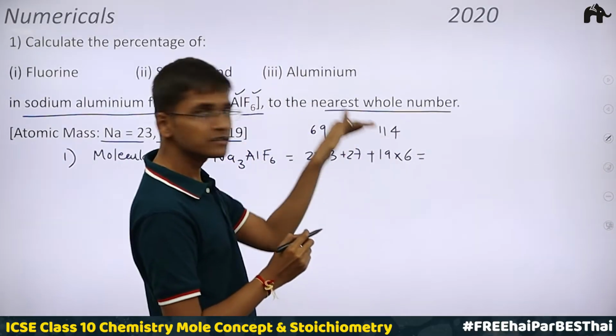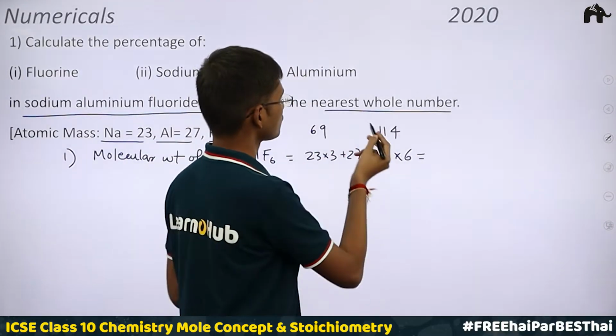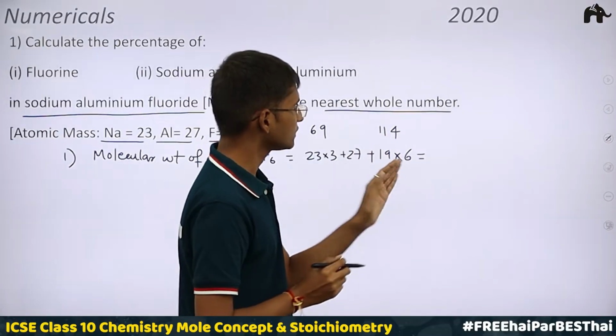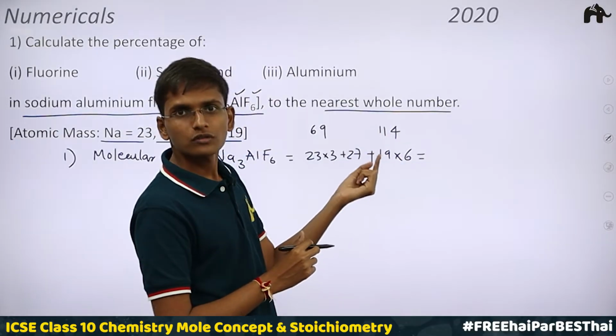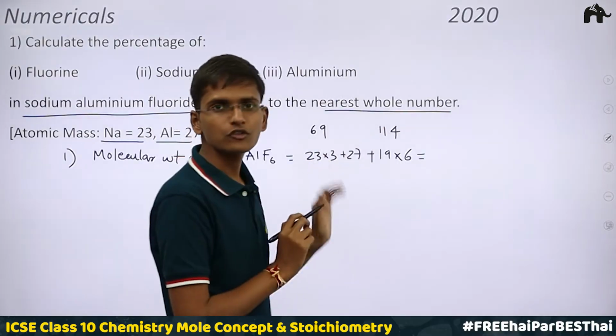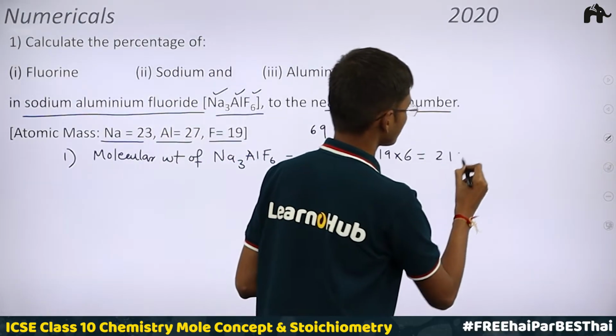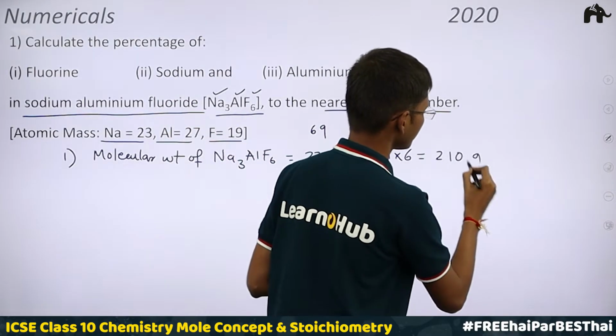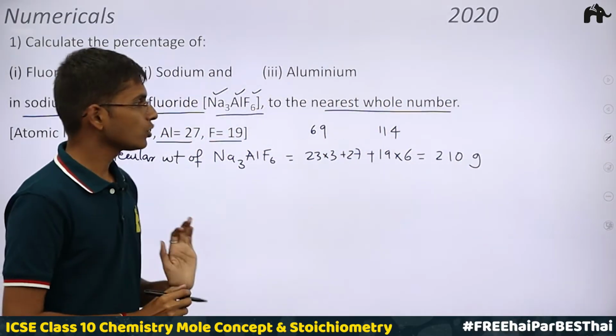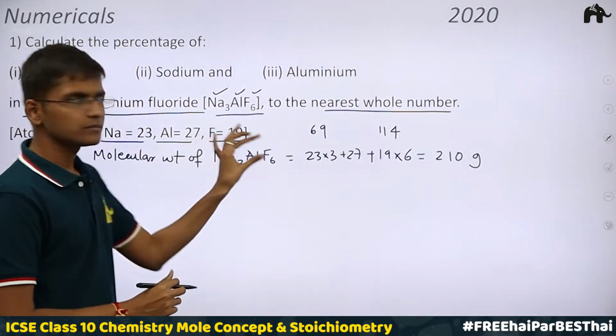I'm deliberately writing this out, you will know why. So 96 plus 114. What would it be? 6 plus 4 is 10, which means 100 and then 110. So 100 plus 110 is 210. So 210, and I'm expressing this in grams. So this is the molecular weight of this compound.